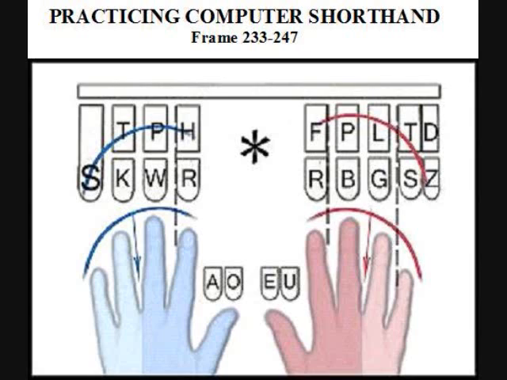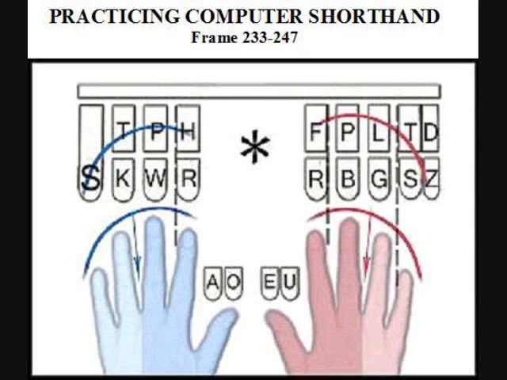Okay, frame 247 is the final frame for this dictation tape, and it is on must not. I must not, you must not, he must not, she must not, it must not, they must not, this must not, that must not, there must not, these must not, those must not, which must not.